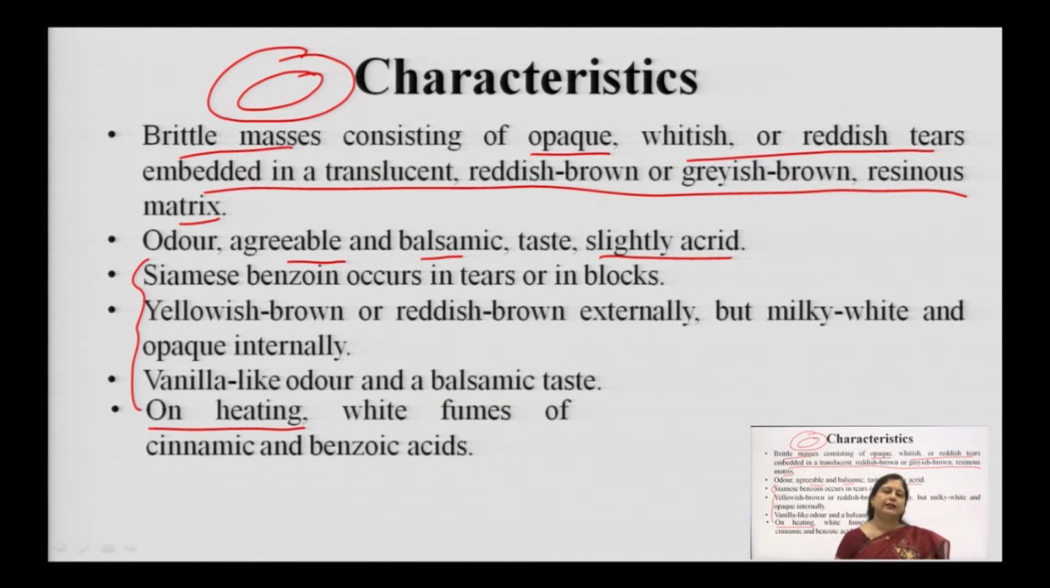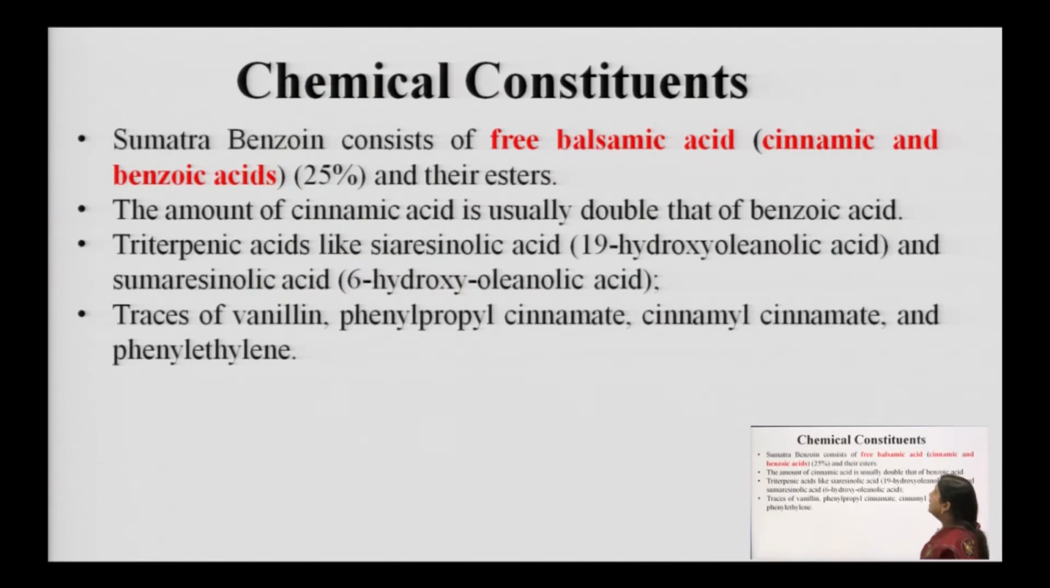fumes of cinnamic acid and benzoic acids are produced, because of which, as I already told, the smoke is used. Because of the smoke being produced by this benzoin, it is used in incense stick and loban. And the chemical constituents of Sumatra benzoin are the free balsamic acids, that is cinnamic acid and benzoic acid. Cinnamic acid is present in larger concentration, almost double that of benzoic acid. Okay. So, it is present in double concentration.